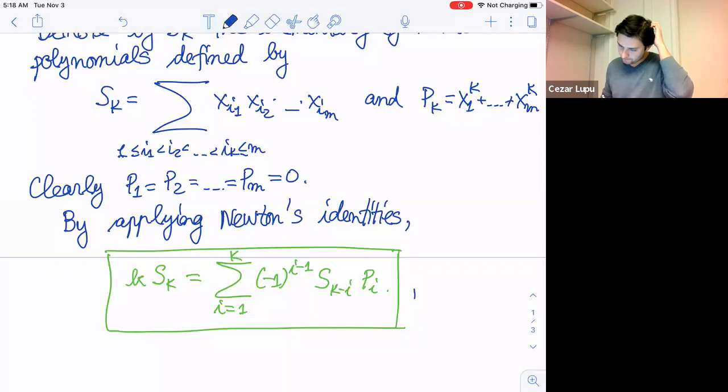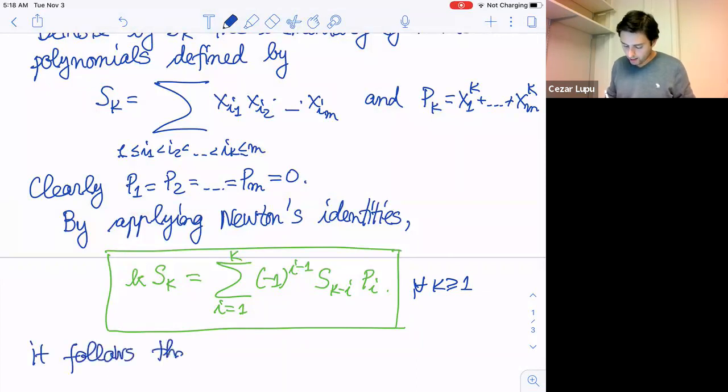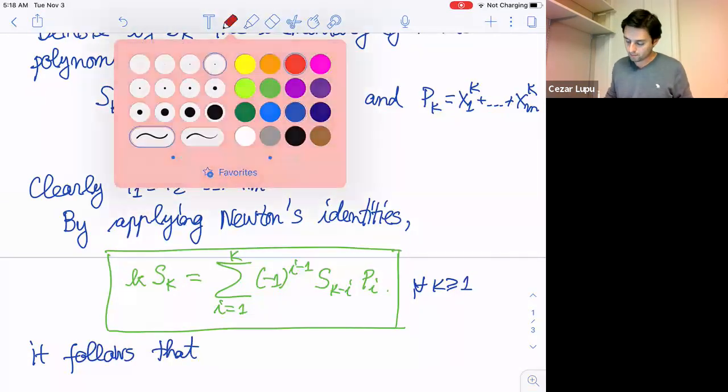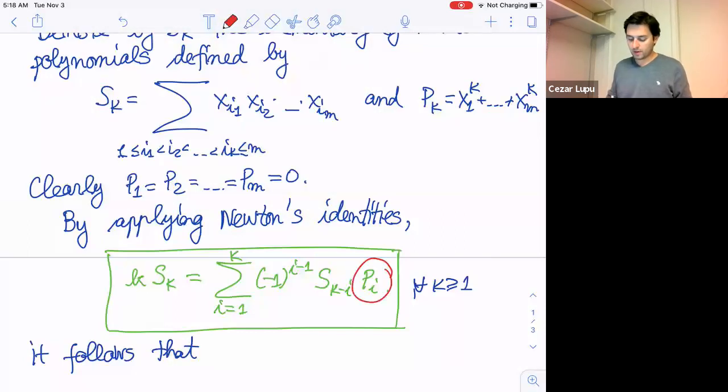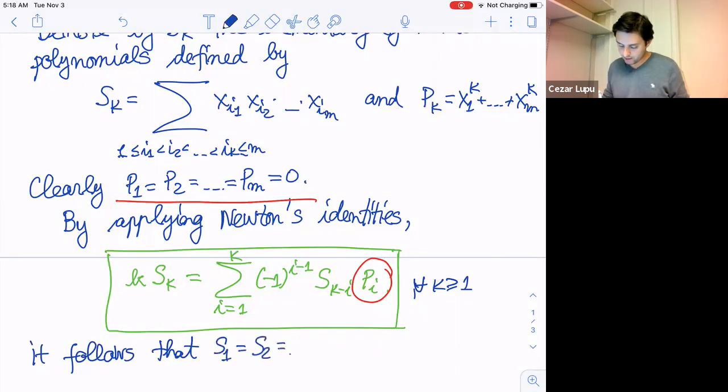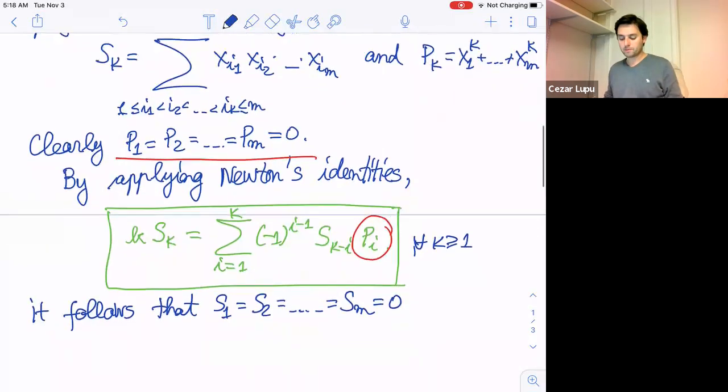We know that this is valid for all integers k greater or equal than 1. So by applying these identities, it follows that, if we look at it, we have the p_i's here. Look at these guys here, and we know something about them. They're all zeros. So this implies that s_k will be 0. So this implies that s_1 is the same as s_2 is the same as all the way to s_m, and this will be equal to 0, right?